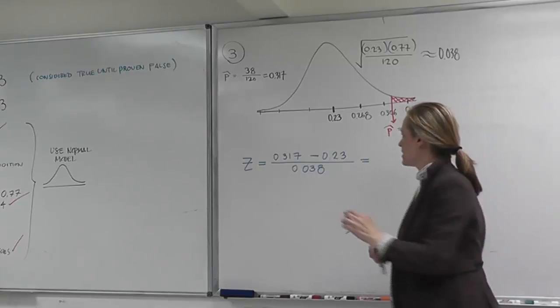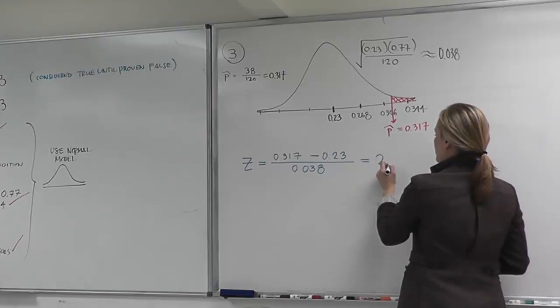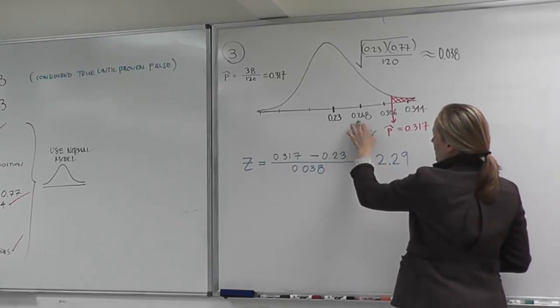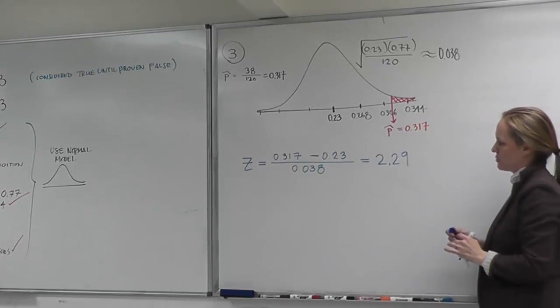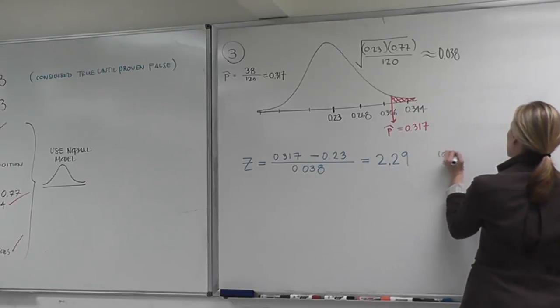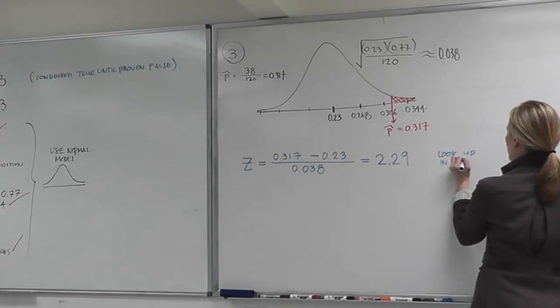So this is going to tell me. I know my answer is going to be 2 point something. I can at least put that up there. 2.29, excellent. So you can see it's 1, 2, and a little bit. So I know about what that size should be. And then I'm going to look it up in the z-table. 0.9890. Excellent, thank you.